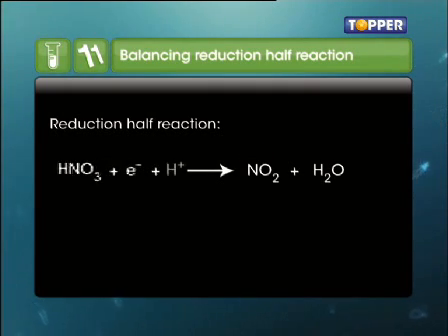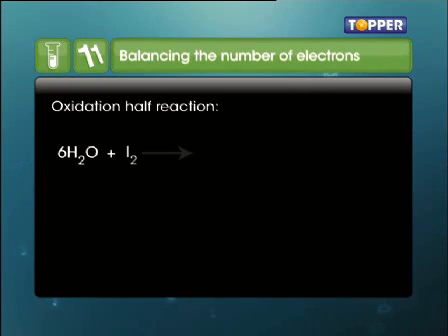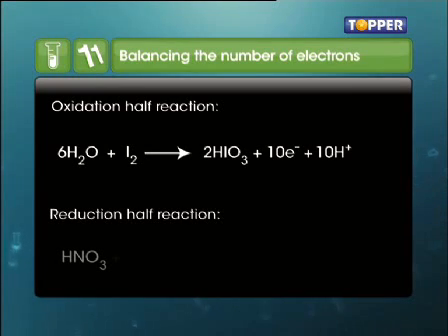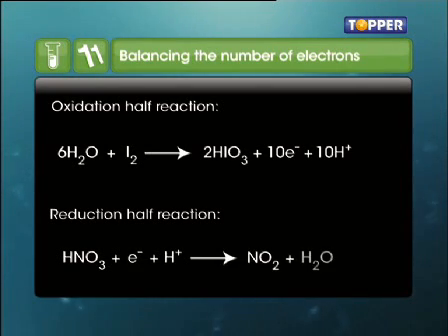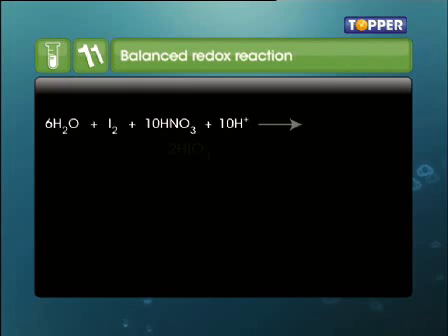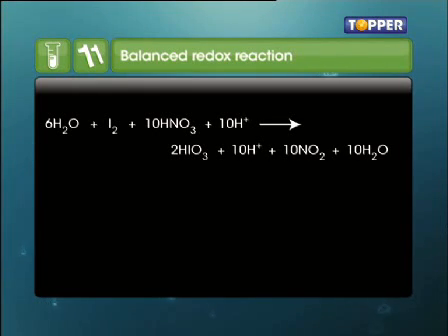Next, we balance the number of hydrogen atoms by adding 1 H+ ion to the reactant side. Again here, since 1 hydrogen is present in HNO3, we add only 1 H+ ion. Once the individual oxidation and reduction reactions are balanced, the loss and gain of electrons is balanced. Since there are 10 electrons in the oxidation half reaction and 1 electron in the reduction half reaction, the reduction half reaction is multiplied by 10. The two reactions are then added to give a balanced redox reaction.